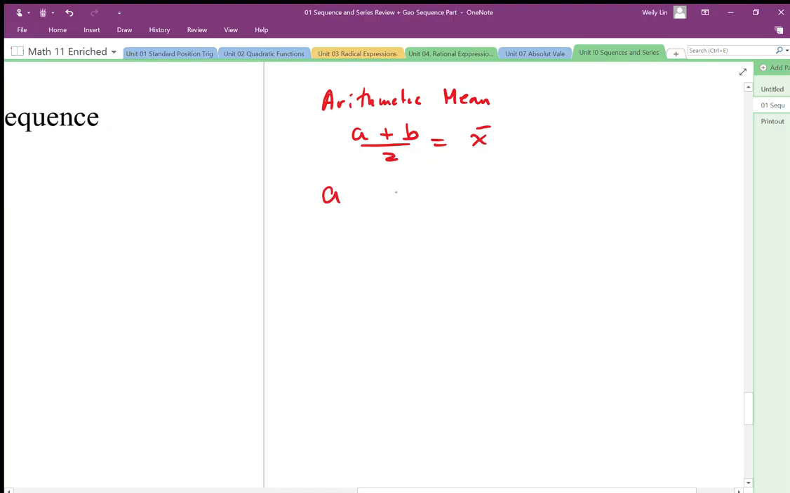So if we have A and B, the middle number here is X. The arithmetic mean is just the average. So we add the two numbers and divide by 2, we get an average. If we add the outside numbers here and divide by 2, we get the middle number of an arithmetic progression, or plus progression.